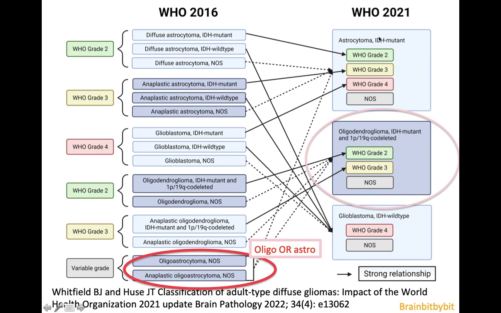In 2021, this was effectuated, so since 2021 there's no more oligoastrocytoma, only an oligodendroglioma 1p19q, and if it's not 1p19q codeleted, it's an astrocytoma.